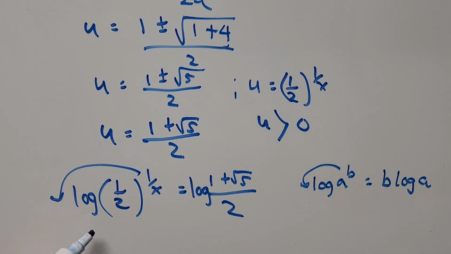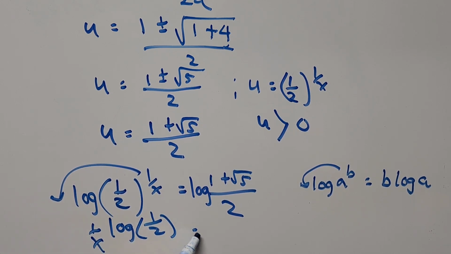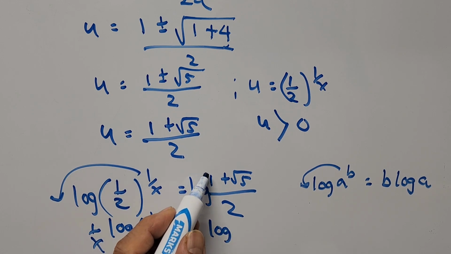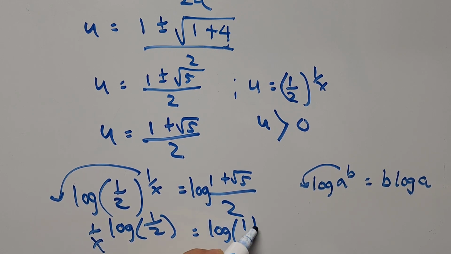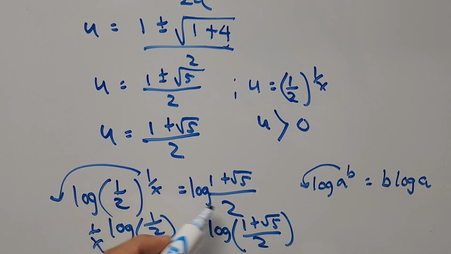So that's what happened here. This is now 1 over x times logarithm of 1/2. And this is now equal to logarithm of 1 plus square root of 5 divided by 2. There's a bracket over here.